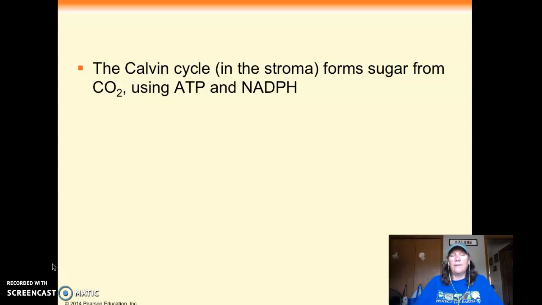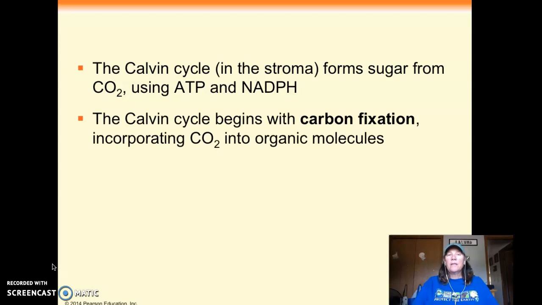He's probably the guy that figured that out. But that happens in the stroma, the fluid, okay? This is where the sugar is formed from the carbon dioxide, and they use ATP and another energy molecule, NADPH, okay? So the Calvin cycle begins by fixing carbon, taking that carbon and incorporating it into the organic molecules. So you're going to take CO2 and you're going to add some hydrogen, some more carbon, hydrogen, oxygen, and you're going to end up with glucose.